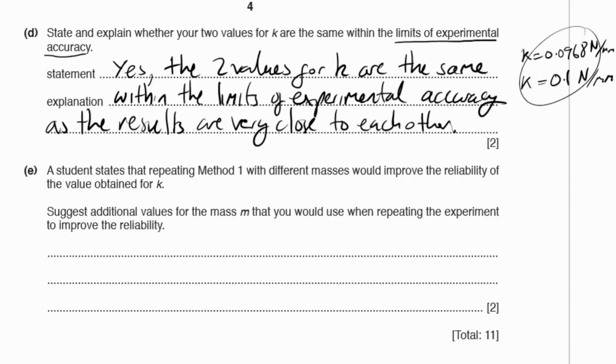E. A student states that repeating method 1 with different masses would improve the reliability of the values obtained for K. Suggest additional values for the mass M that you would use when repeating the experiment to improve reliability. Alright, well, if we look at the experiment itself, the mass they used was 300 grams. That seems quite a reasonable mass, so if I wanted to improve it, I'd probably use, say, 100 grams, 200 grams, and let's run a 400 grams.